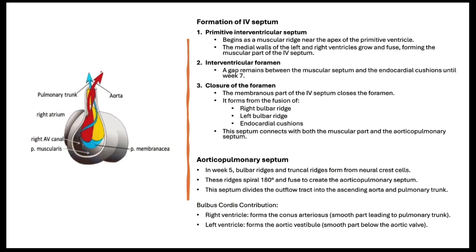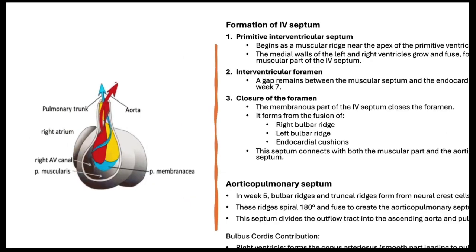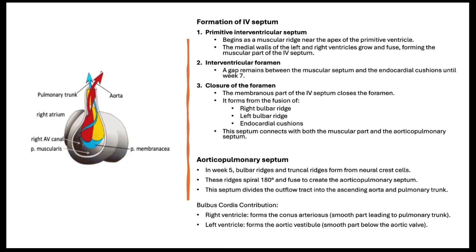Then moving on to the aorticopulmonary septum. The aorticopulmonary septum is just a septum which divides the bulbus cordis and the truncus arteriosus into two separate channels, which results in the formation of the aorta and the pulmonary trunk. So how this happens is that in approximately week 5, the bulbar and the truncal ridges arise from the neural crest cells, and they fuse together to form the aorticopulmonary septum. This septum is in charge of dividing both of the outflow tracts into the ascending aorta and the pulmonary trunk, like I just said.